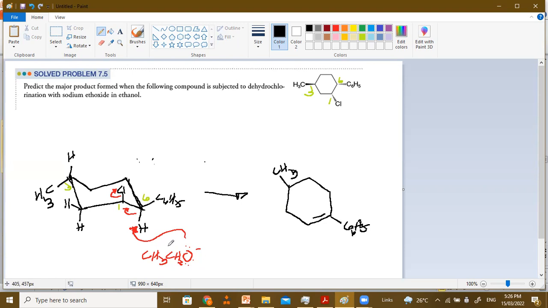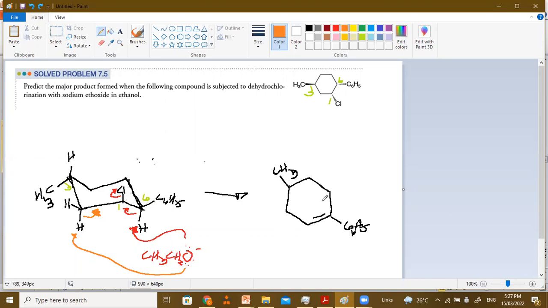And the other one, if this atom attacks, I will use orange. If this oxygen attacks this proton, which is also anticoplanar, what happens is the bond here will go there between carbon 1 and carbon 2. You have an arrow. And once the double bond is formed, the chlorine will get the pair of electrons when it leaves.